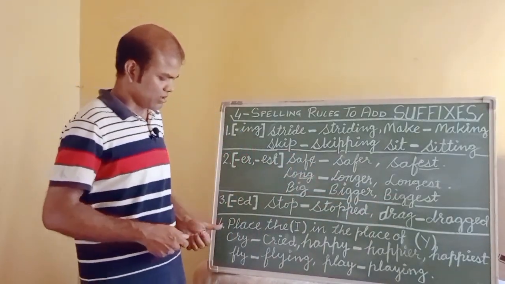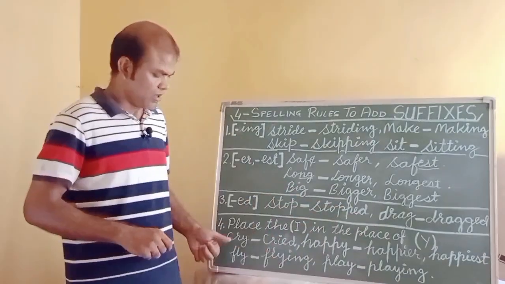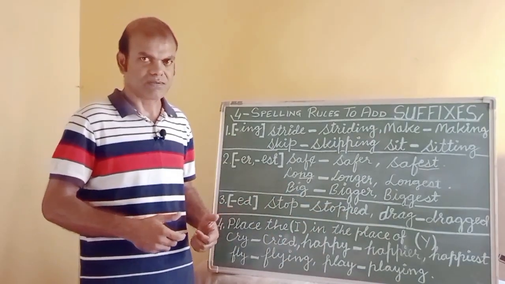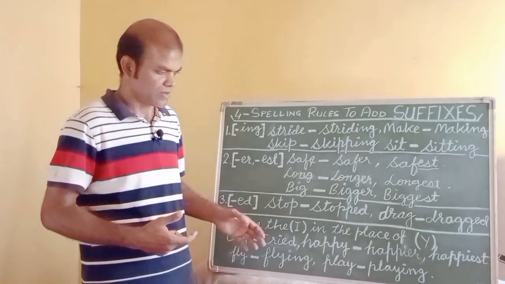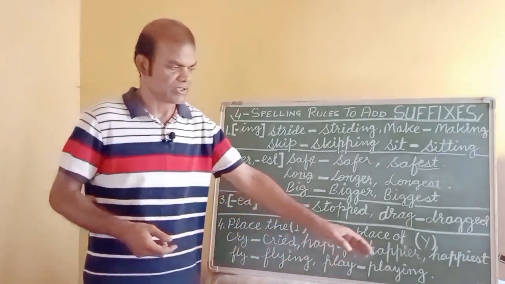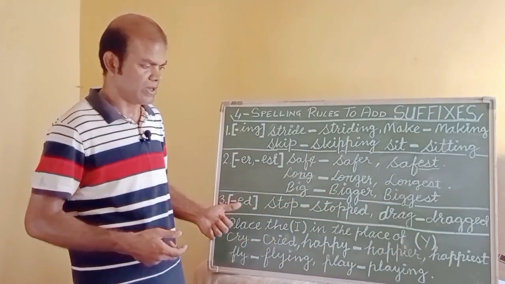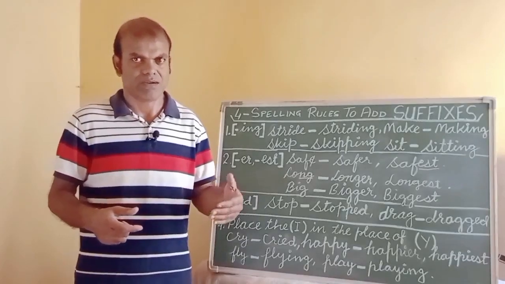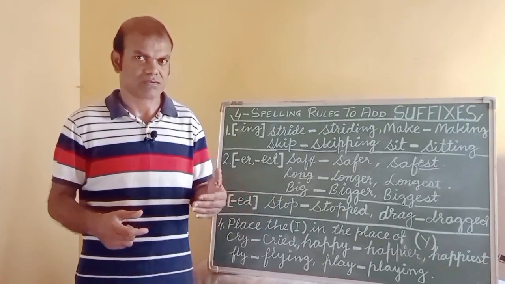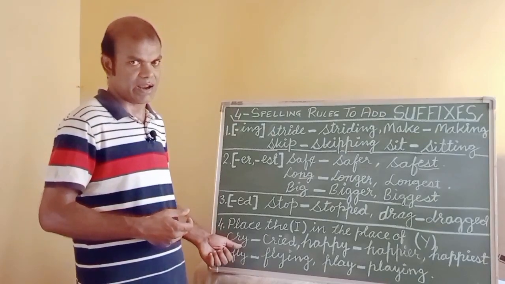Okay. Now number 4, place the I in the place of Y. I saw many students making mistakes by not following this rule. They may not know why we change the Y into I. So today I will clear that. Now the word ending with Y and it follows a consonant. In that case, we are going to remove the Y and add I.